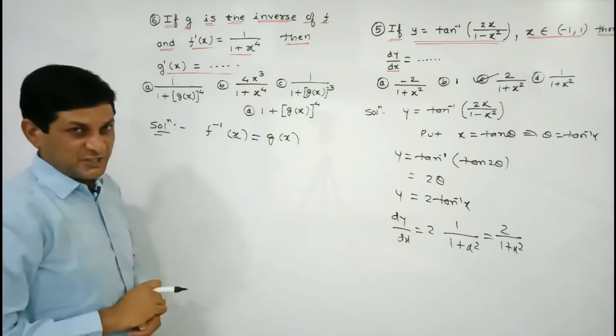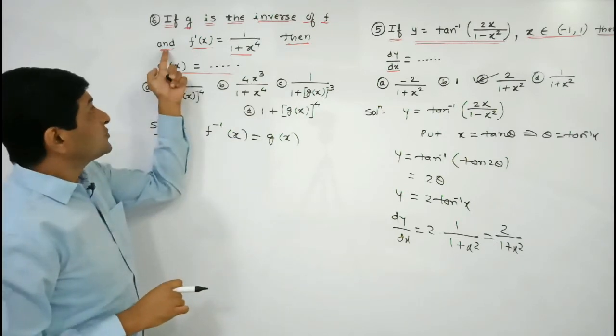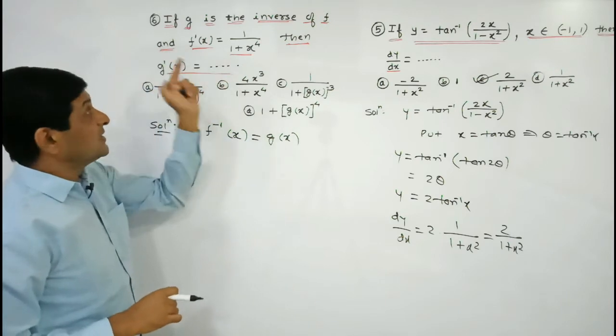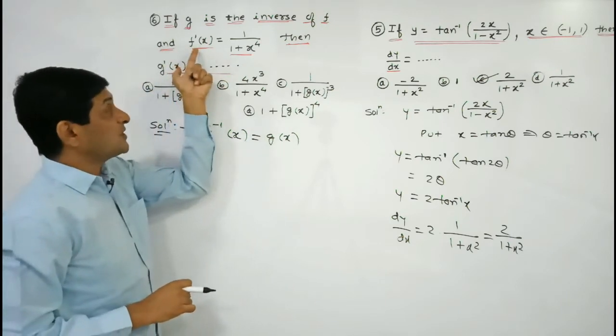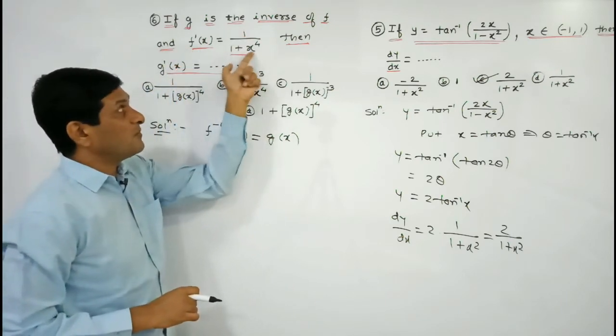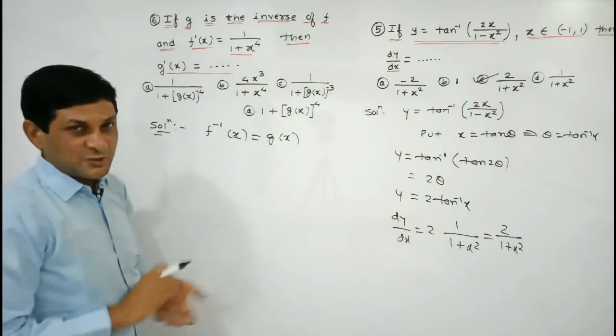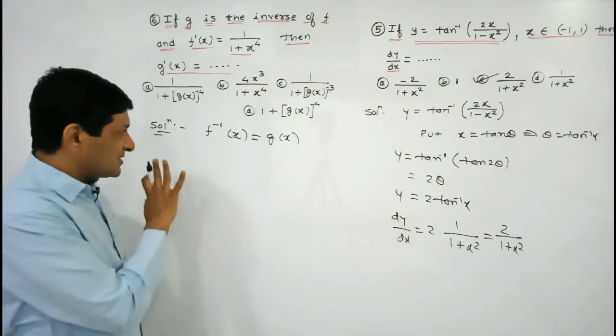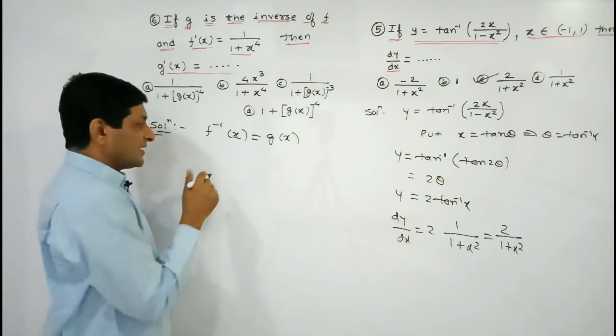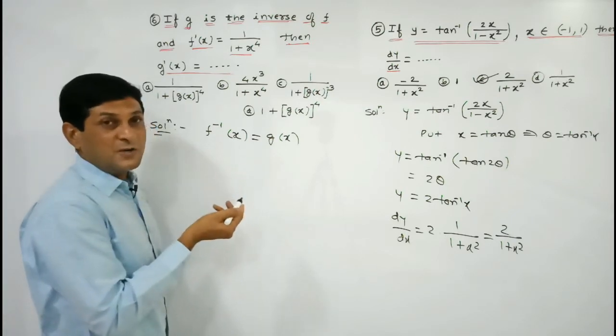This is the given condition, and using this we have to find, and again the second given condition, f dash of x. What is the value of f dash of x? 1 upon 1 plus x raised to power 4. Using this we have to find g dash of x, isn't it? So here just simplify this expression. So we are taking f on both sides.